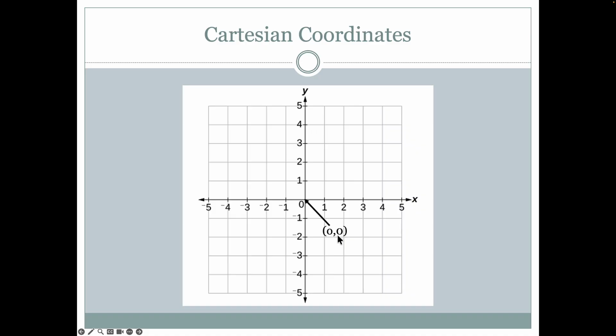The origin just means the 0, 0 point, the point where x is equal to 0 and y is equal to 0. In this case, it would be just where these 2 lines cross, and that would be the origin of this Cartesian coordinate system. As is typical, positive x is on this side, negative x on this side, positive y moving upward, negative y moving downward.